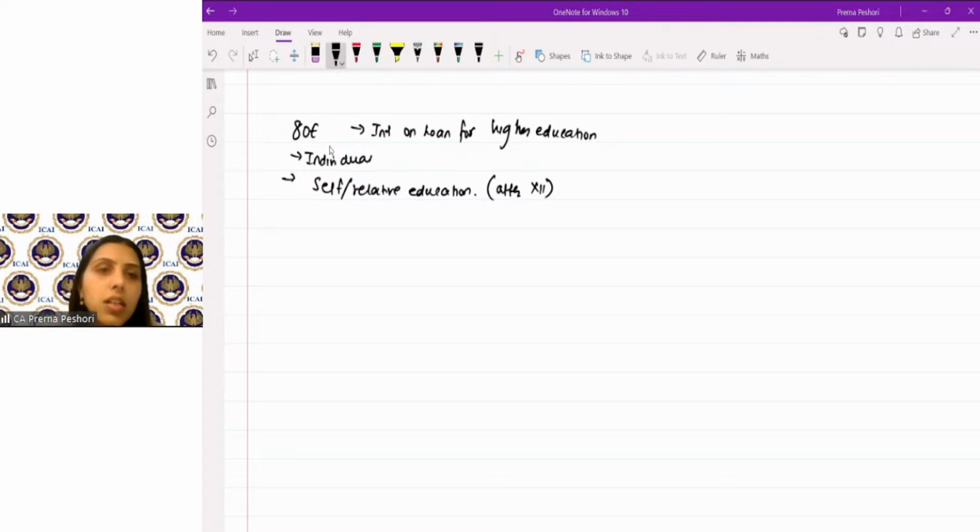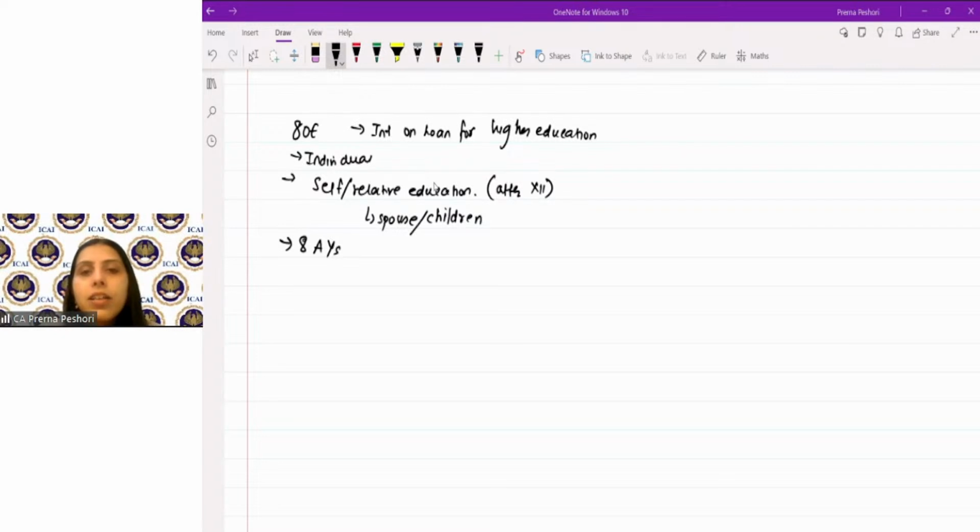Relative here means spouse or children. Clear? What is the deduction which is allowed? The interest on the loan. For 8 assessment years, it is allowed. 8 AYs, it is allowed proportionately. Okay?